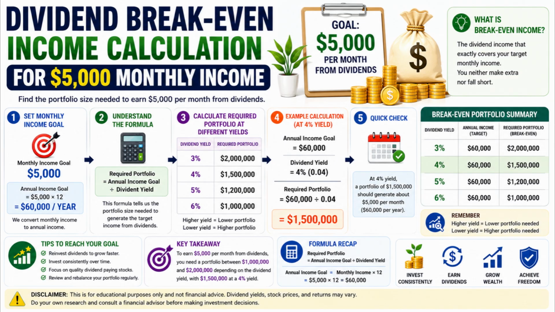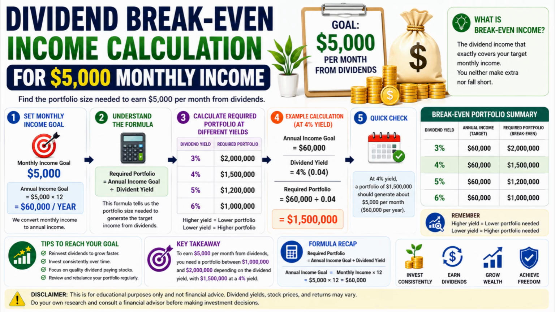or $60,000 per year. Furthermore, the quick check confirms the same result. At a 4% yield, a $1,500,000 portfolio should generate about $60,000 annually. When that annual income is divided by 12 months, it equals approximately $5,000 per month.